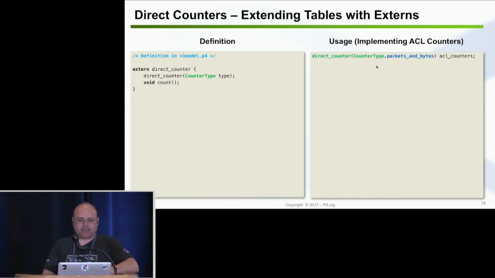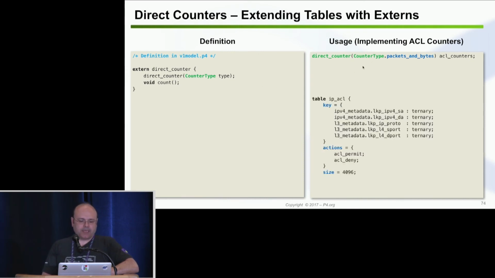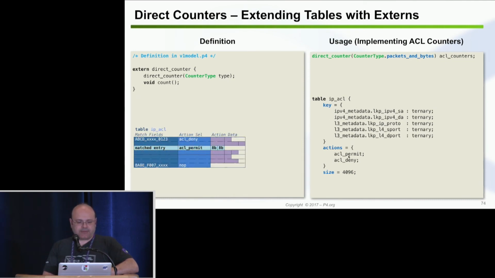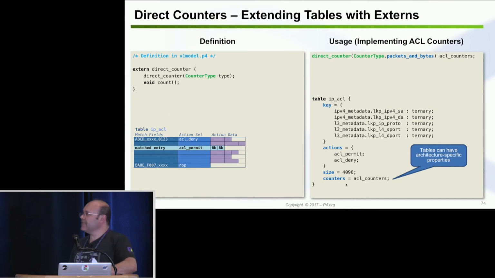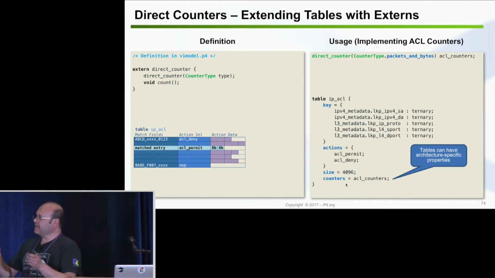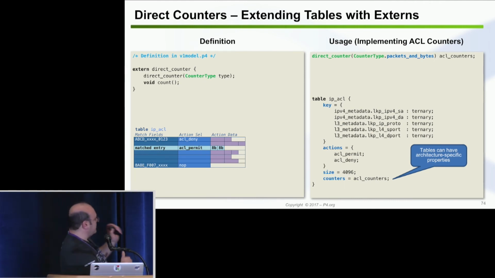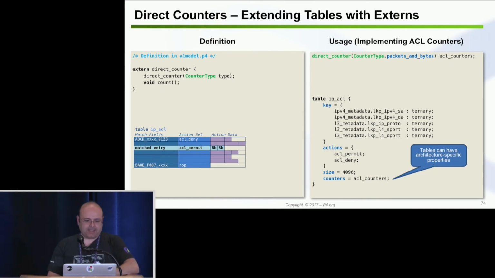Here I declare my direct counter. And as you see, I do not specify the size. I only specify the type of the counter. And then when I define a table, like for example an IP ACL table, I specify the additional property called counters. And in there, I refer to the extern I've just created. So what it does is the following. Imagine your ACL table, as I showed on the left-hand side. It has certain keys and certain actions and certain action data.